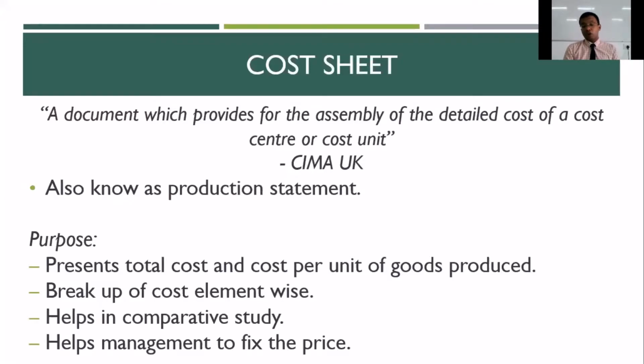Now, the purpose of cost sheet is it presents the total cost of your firm and also represents the cost per unit of goods produced. It represents the total cost. At the same time, it gives you cost per unit. Another very important aspect that you have to remember about the cost sheet is it gives you element-wise cost. We saw there are three elements: material, labor, expense. So according to these three elements, the cost sheet will give you the breakup.